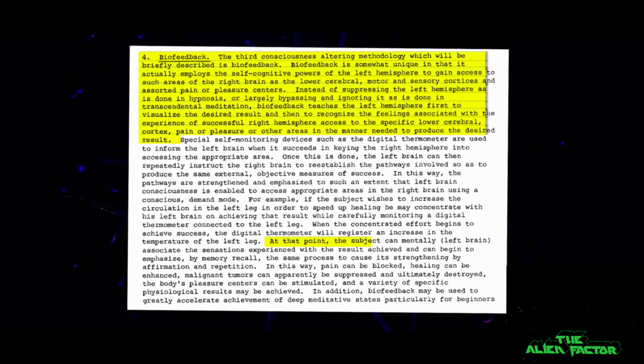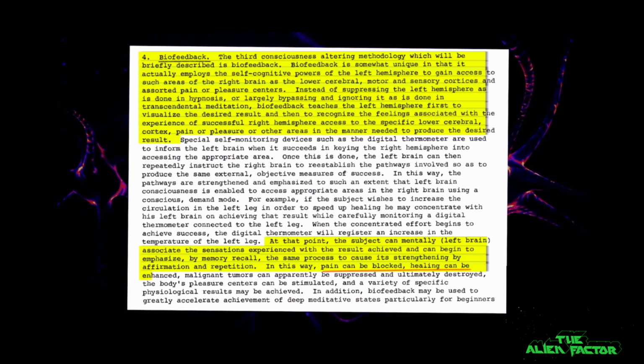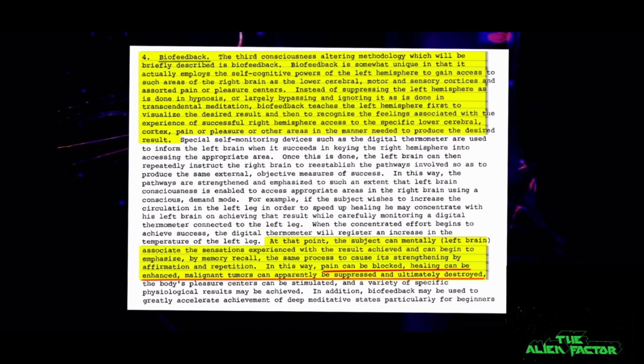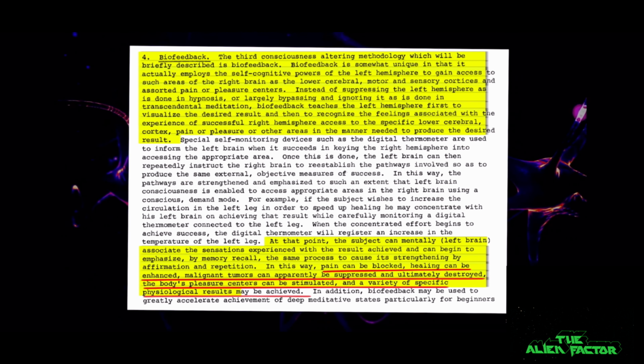At that point, the subject can mentally associate the sensations experienced with the result achieved and can begin to emphasize, by memory recall, the same process to cause its strengthening by affirmation and repetition. In this way, pain can be blocked, healing can be enhanced, malignant tumors can apparently be suppressed and ultimately destroyed. The body's pleasure centers can be stimulated, and a variety of specific physiological results may be achieved.